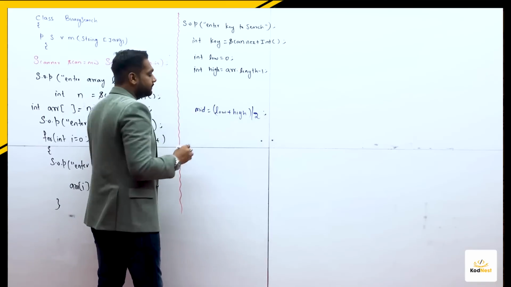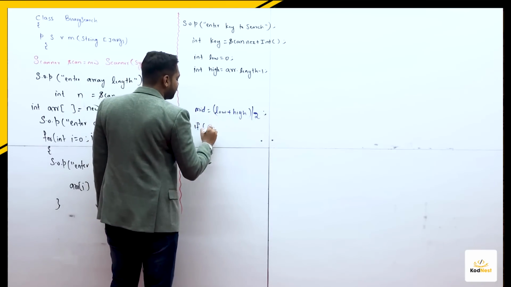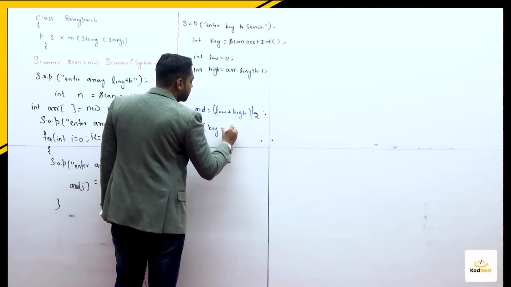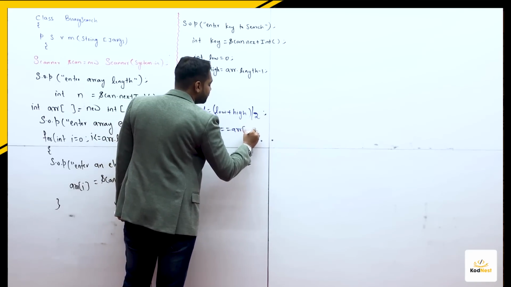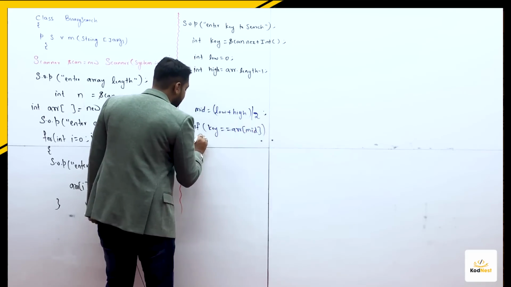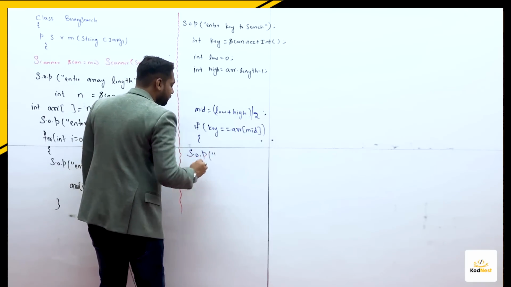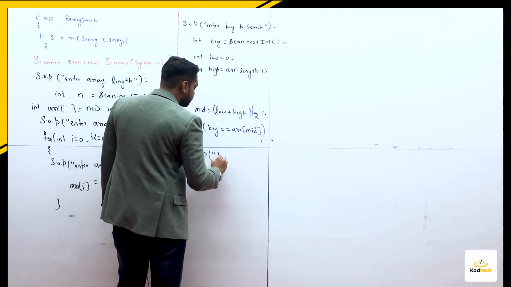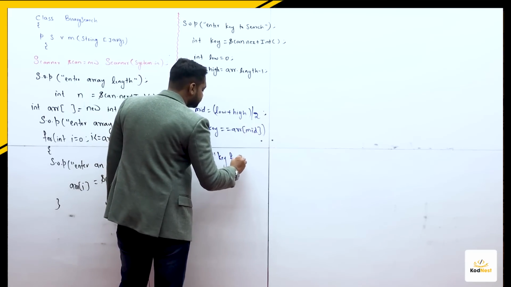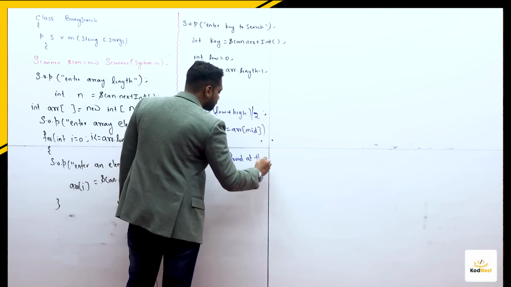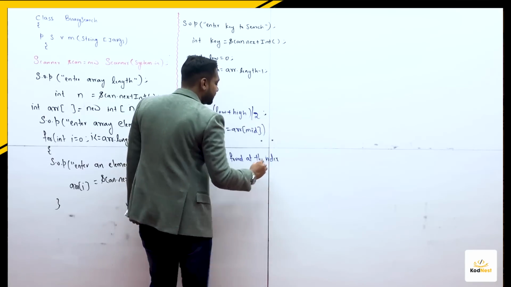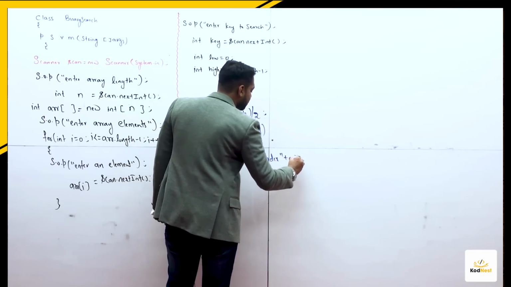Once you calculate mid, please check if at all the key matches with arr of mid or not. If it matches, really fantastic. Tell the user System.out.println key found at the index, whatever is there in mid.